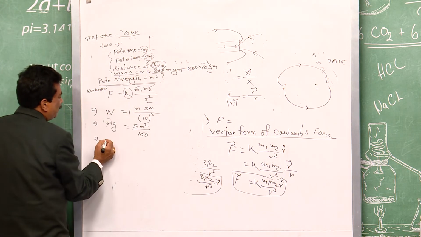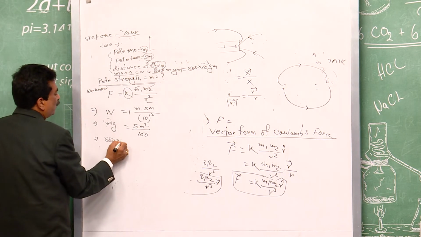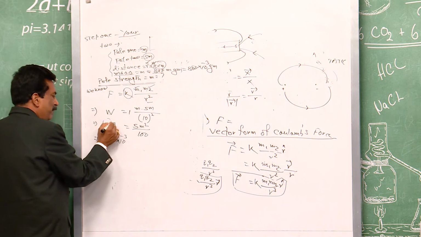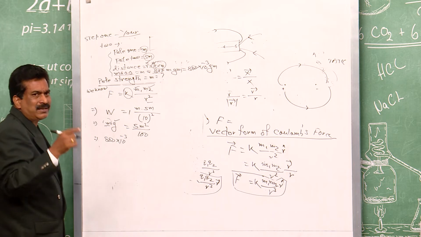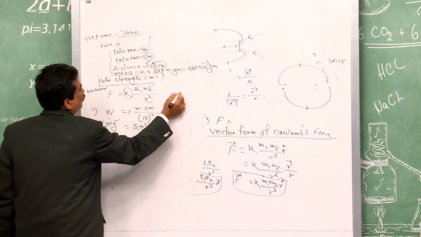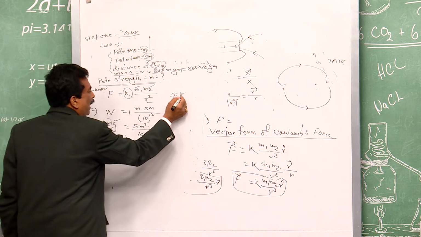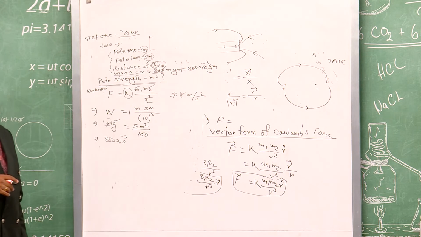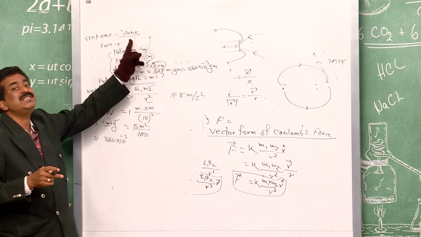So, mass is given, means how much? 800 into 10 to the power of minus 3, this is equal to m, and g is the acceleration due to gravity. What is the acceleration due to gravity? That is equal to 9.8, you know. No, student, this is 9.8 meter per second square, but that meter per second square is not in CGS.